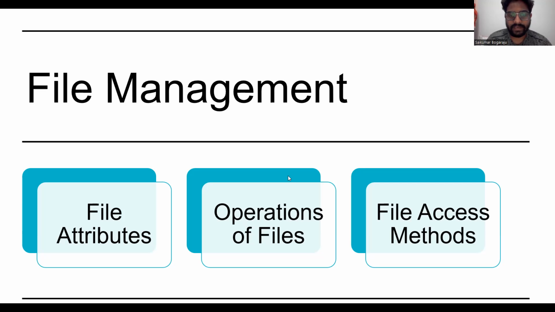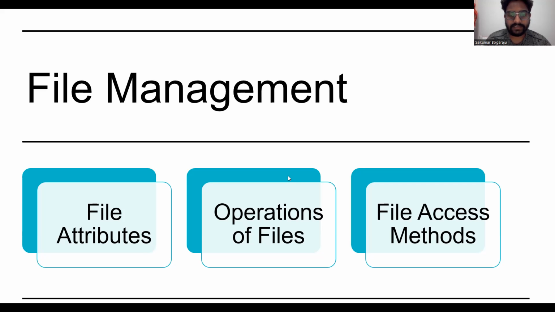And if you see file access methods, there are two different access methods for files, which are sequential access and direct access. Sequential access is used to process the data of a file in order. The records in the file are accessed one by one.